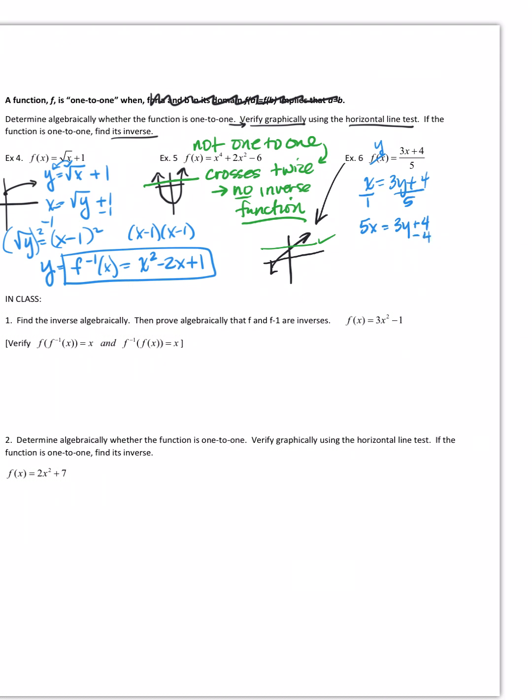Solving for y, I'm then going to subtract 4. I'm going to put my 3y on the left just because I like it better there. So 5x minus 4 divided by 3 over here. Then my inverse function will look like this. It'd be 5x minus 4 over 3. And that's my inverse function.